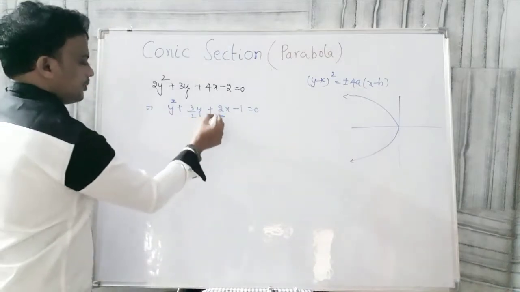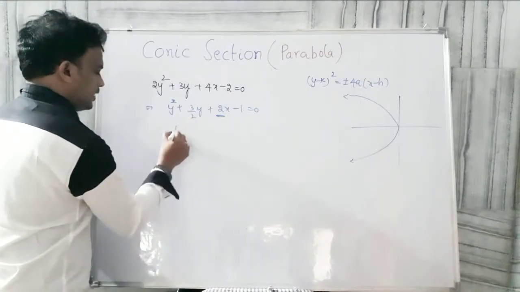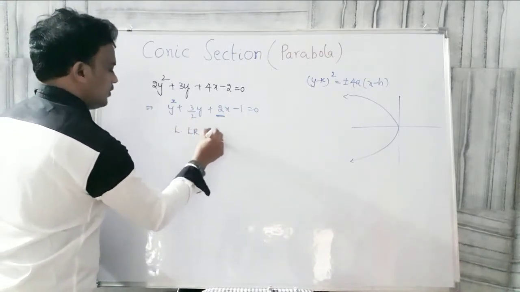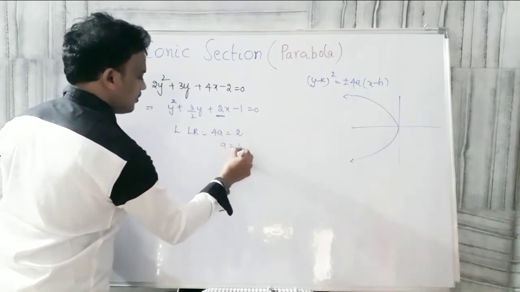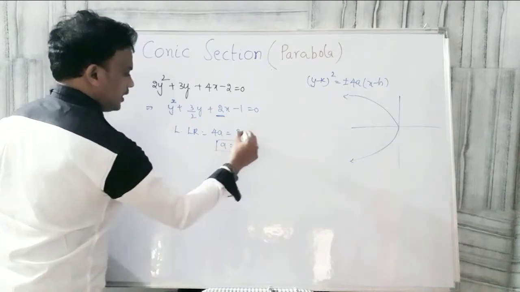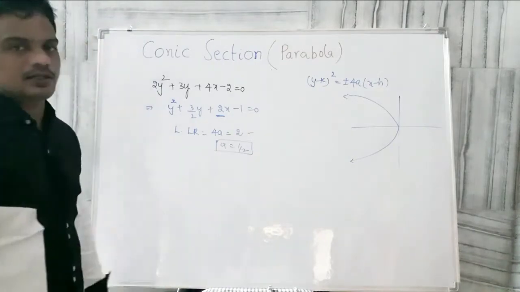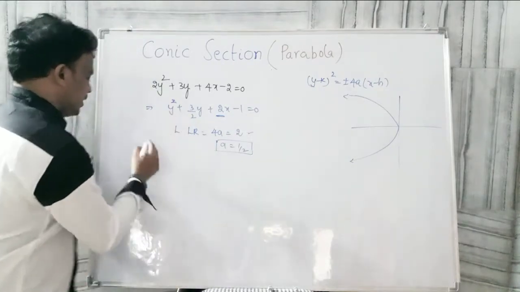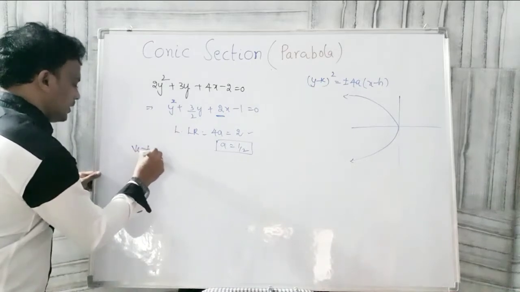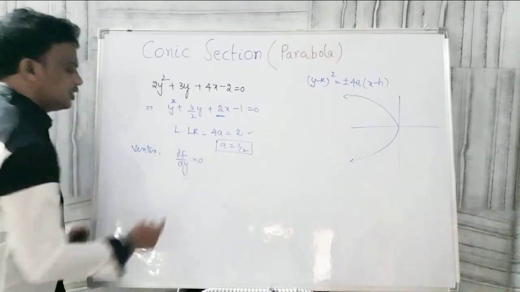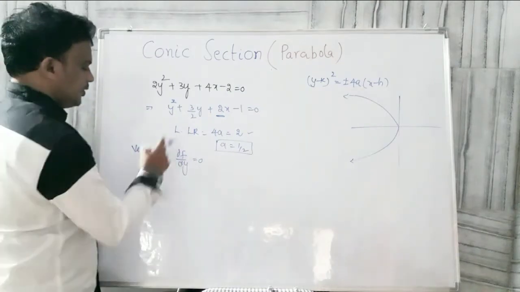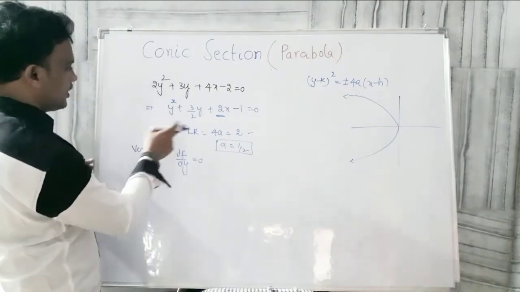So in that case, what is the length of the latus rectum? First of all, 4a is 2, then a is 1 by 2. The length of the latus rectum, 4a value, is 2. We got this one. And then how to get the vertex? Just now I explained: dou f by dou y equals 0. Dou f by dou y, so we can take any value.